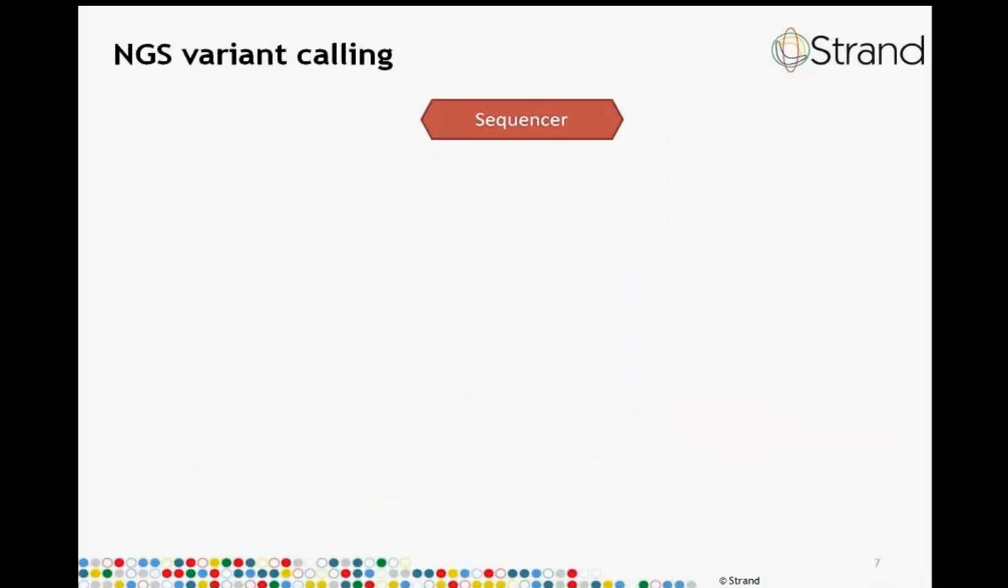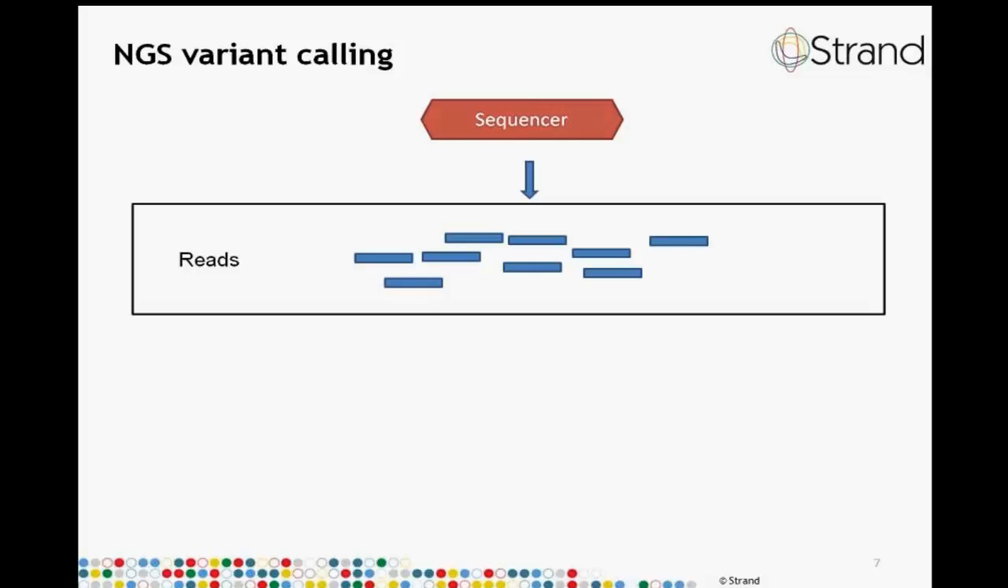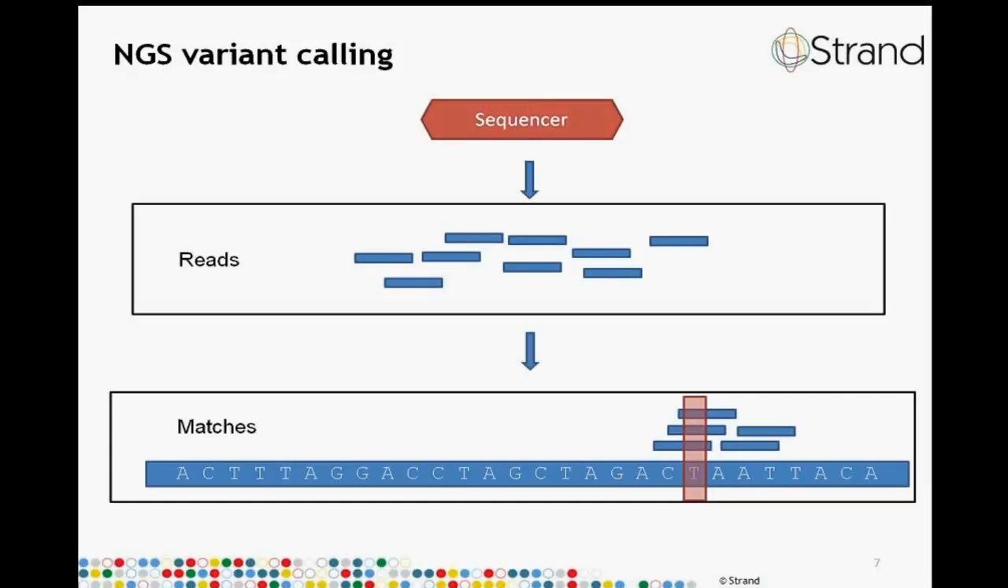However, sequencers don't output entire genomes. What they do output is a collection of reads, which are small portions of the genomic sequence. And then the aligner takes these reads and performs a comparison against the reference sequence and aligns these reads against the genome sequence, and those are what we call matches.